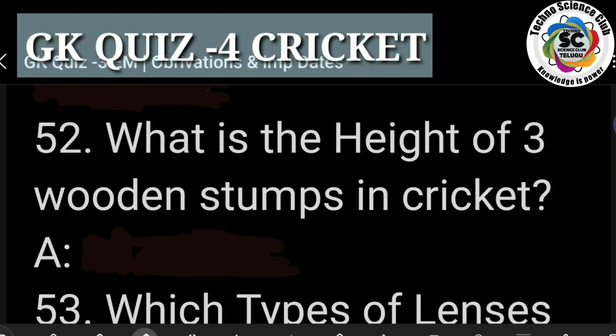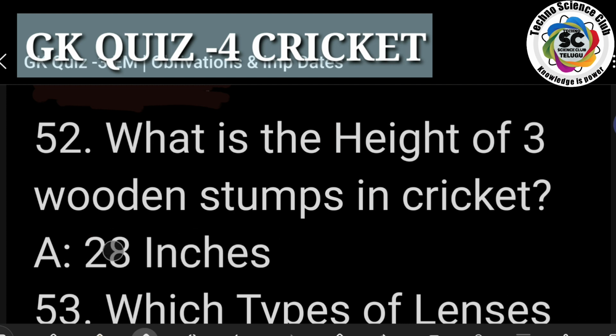What is the height of three wooden stumps in cricket? Cricket lo manaki venaka batsman ki venaka three stumps untaye, aa stumps yokka height enta? What is the height of wooden stumps in cricket? The height of wooden stumps in cricket is 28 inches. 28 inches untai mood stumps kuda height.